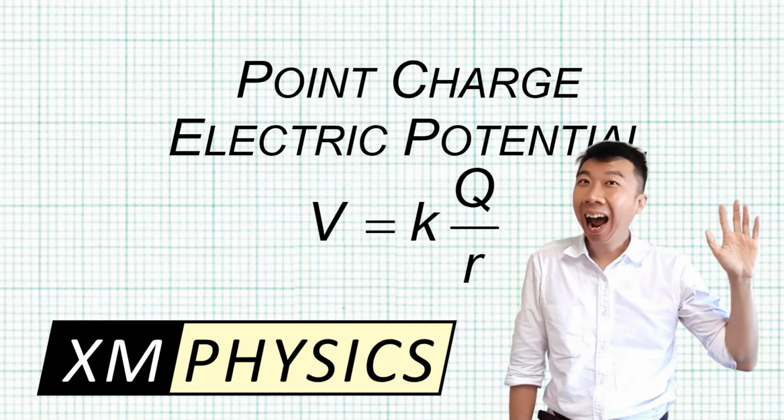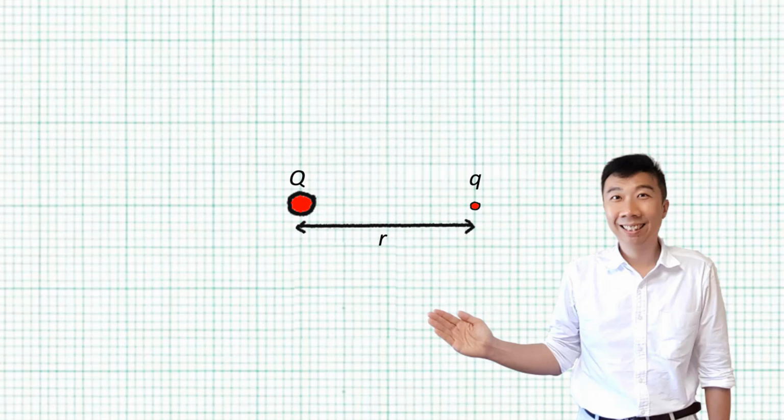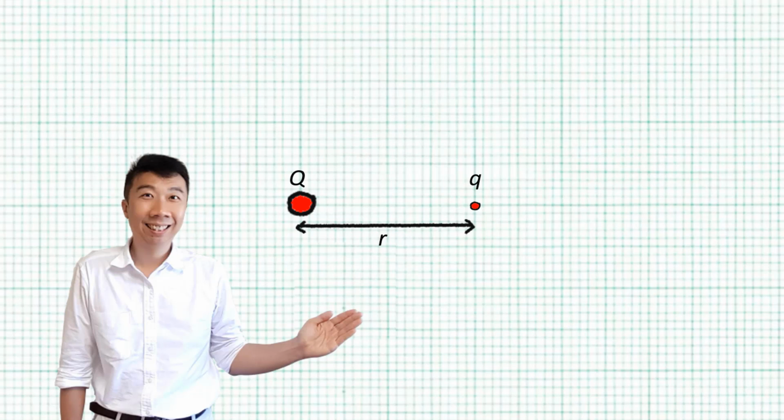In this video, we'll figure out the formula for the potential of a point charge. So consider two positive point charges, Q and q, separated by a distance r. One view is that there is an EPE of kQq over r stored between the two charges. The other view is that the big Q produces an electric potential V around it, which results in a small q having an EPE of q times V.